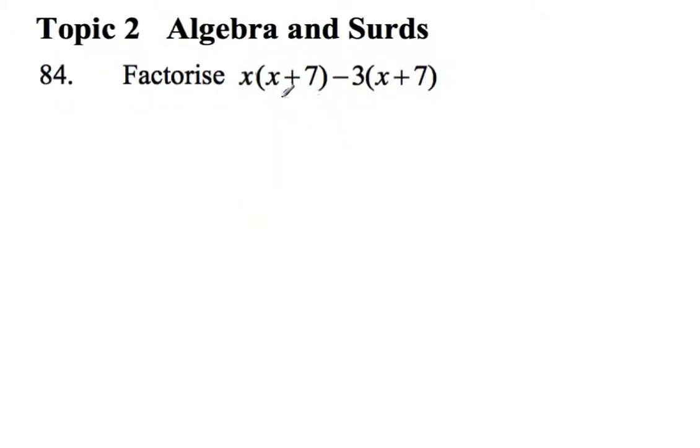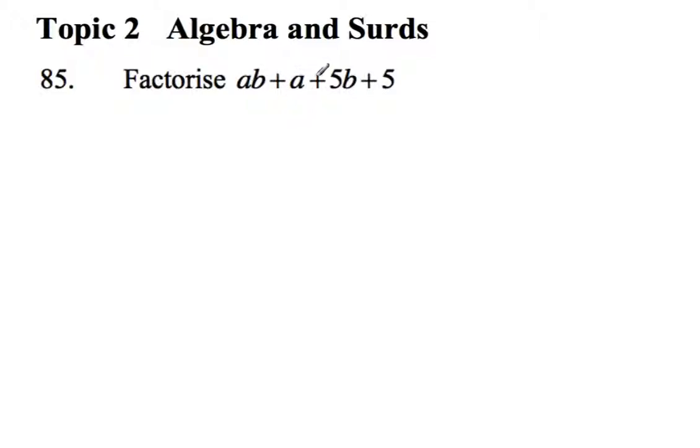Here once again we have common brackets here. X plus 7 is common. We're allowed to join the x and the minus 3 up in one bracket. And we'll list the x plus 7 in one instance as well.